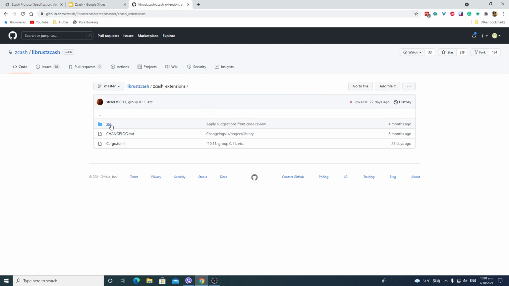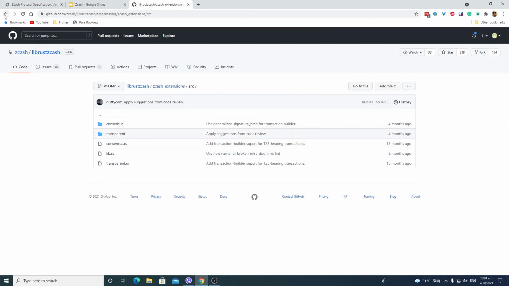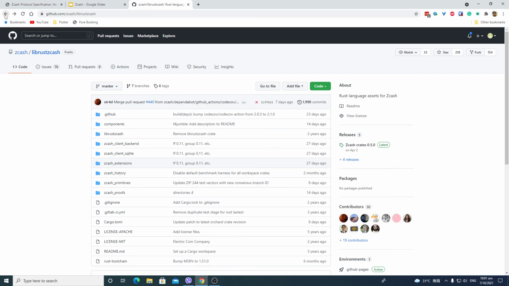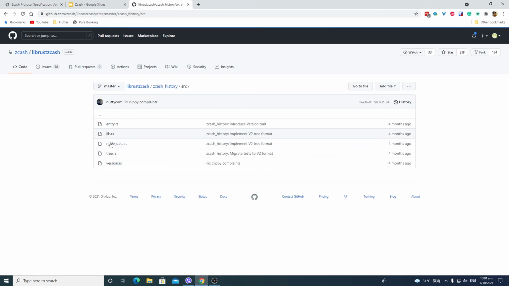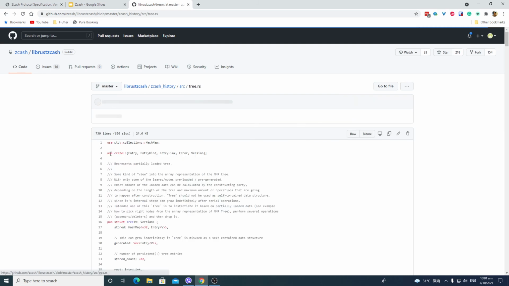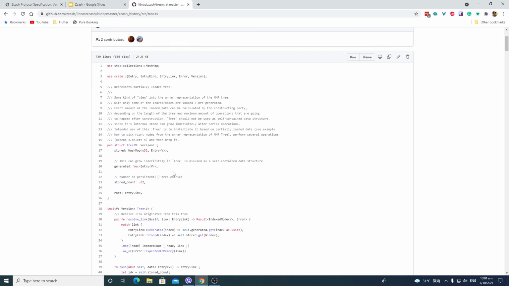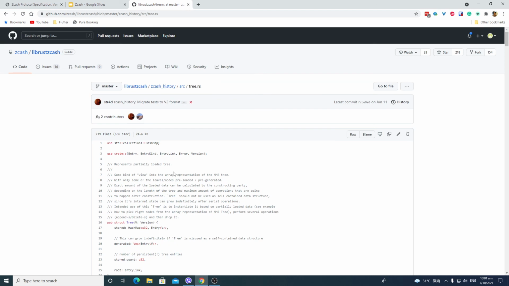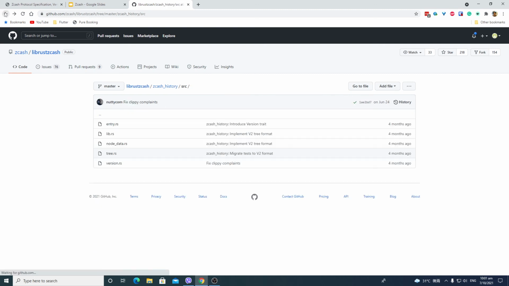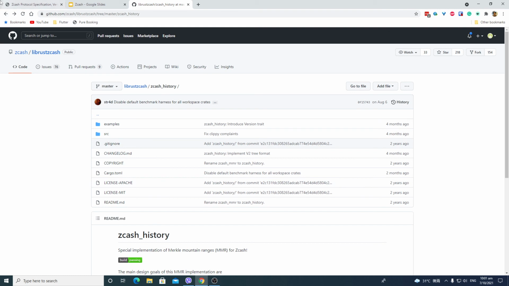Zcash extensions is, I think, about, well, we don't really use it too much. I think it's about transparent extensions. History, I never used this one before. I'm sorry, this is really new to me. Okay, so I don't know what that is. MMR. No, I don't know what that is. It seems to be fairly new, four months ago. So maybe it's related to Orchard.